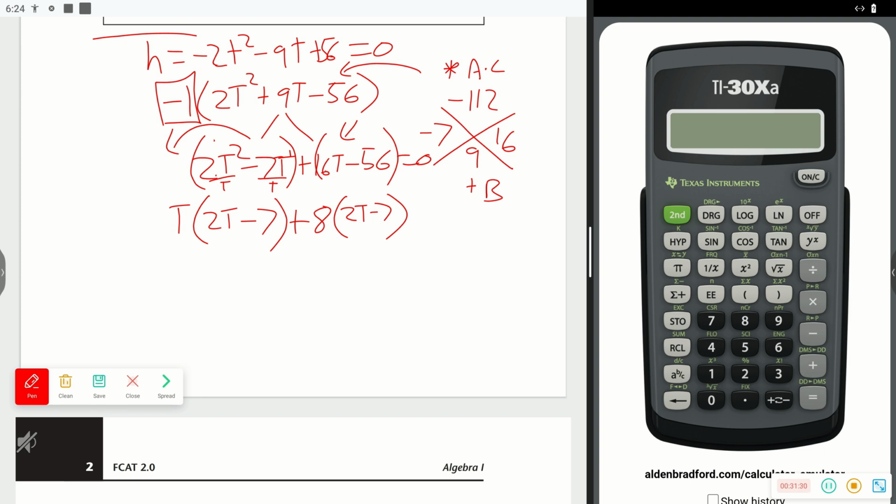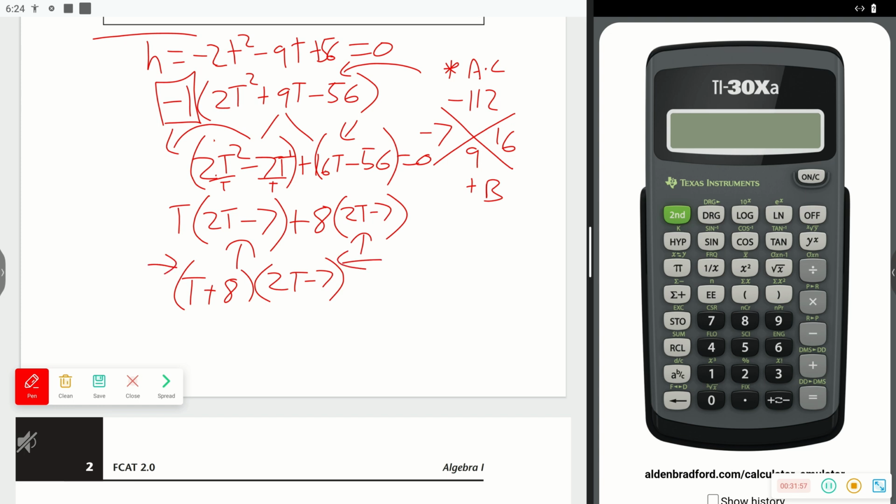And now we almost have our two factors. One of the factors is going to be this binomial here that's repeated, and the other one is going to be the numbers outside of the two binomials, which is t plus 8. So we have t plus 8 as the one factor, and then we have 2t minus 7 as the second factor. Now if it asked for what the factor was, it would be one of these two factors.